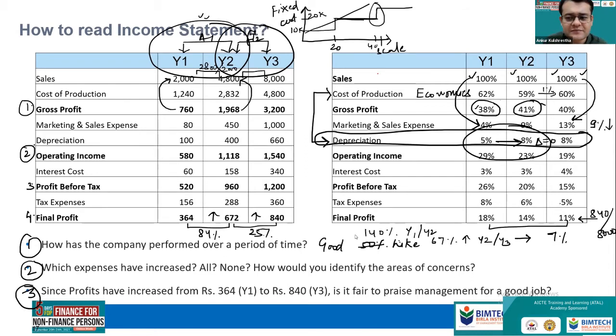Which expense is responsible? The biggest expense responsible is marketing. There is a fall of 9%. There is an improvement of 2. There is a fall of 3 here. There is a fall of 1. And then there is a saving of 3.